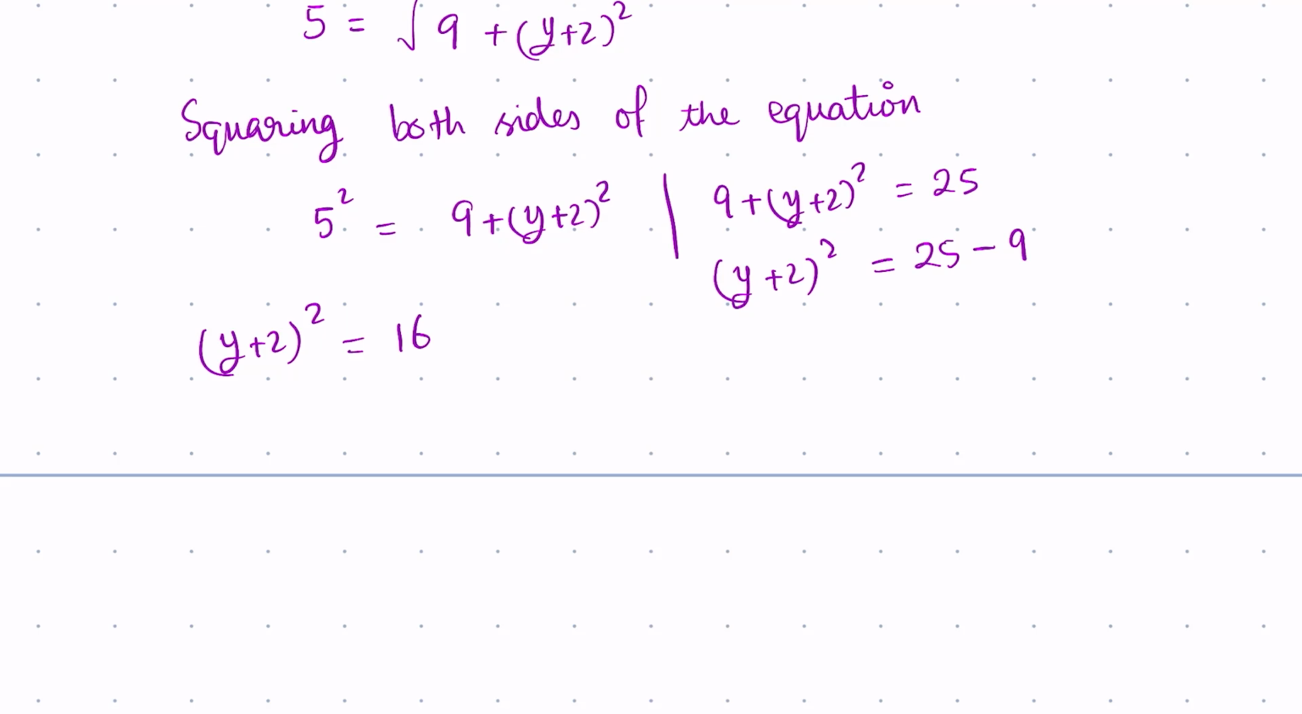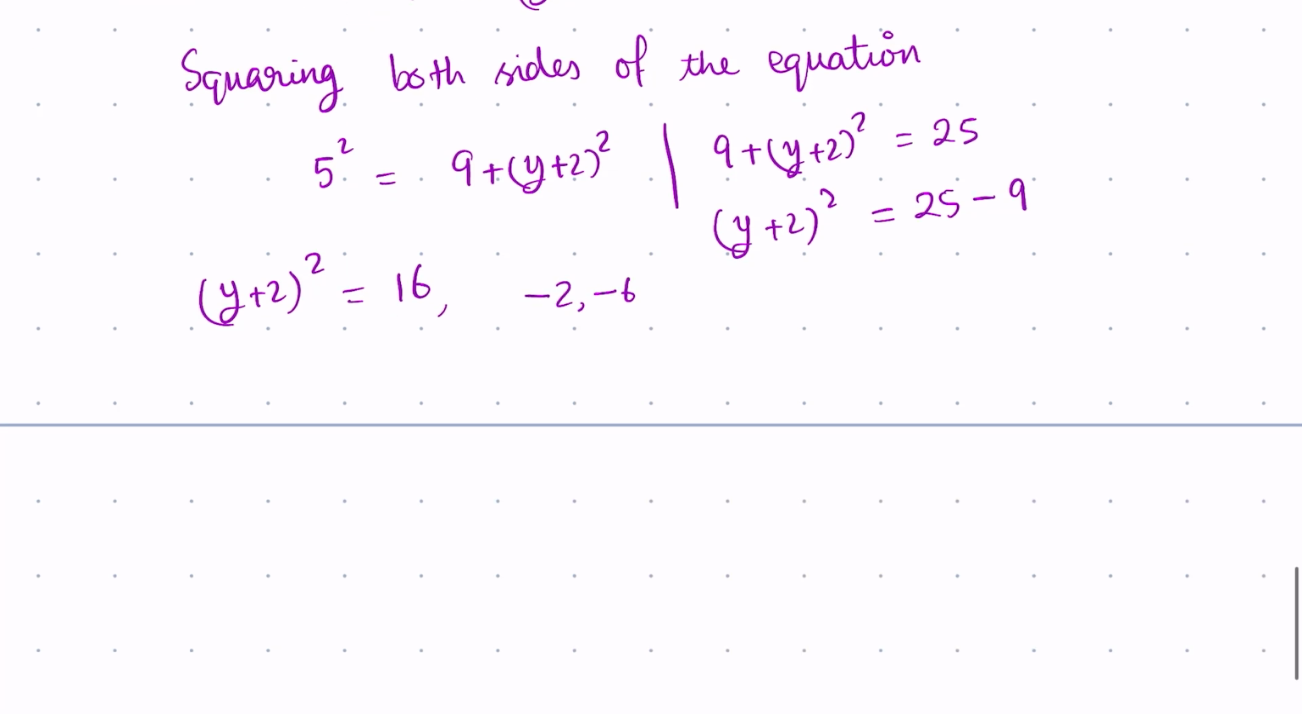Or what you can do is, since you're already given the options, you can just check for which of the four options y plus 2 whole squared is equal to 16, right? So let's check option A, which says y could be minus 2 or minus 6. If we check that, what do we get? Minus 2 plus 2 squared is equal to 0, clearly not equal to 16. So option A is not the answer.